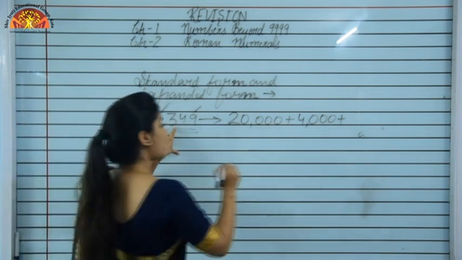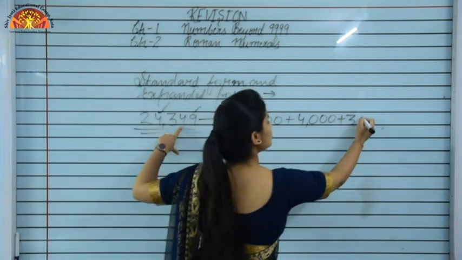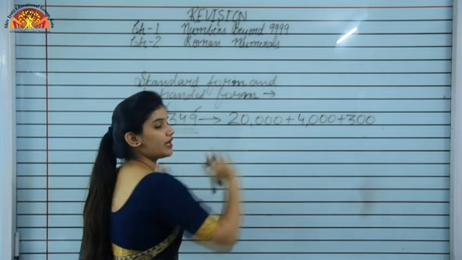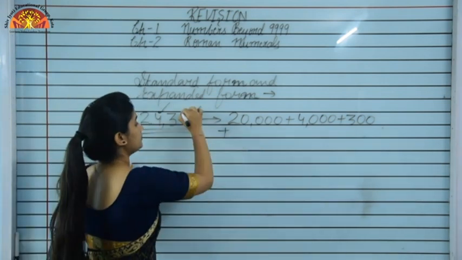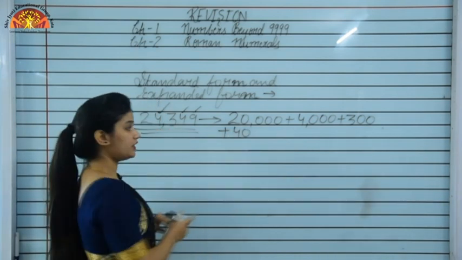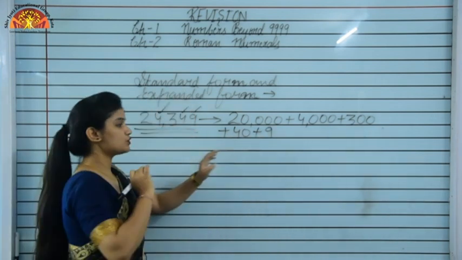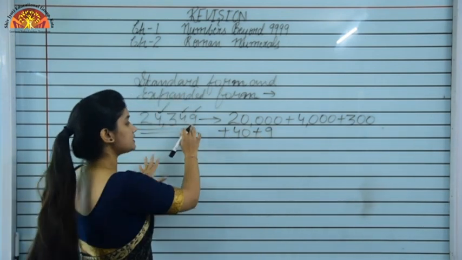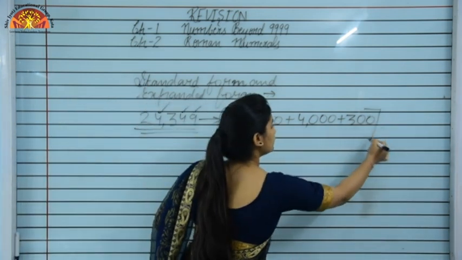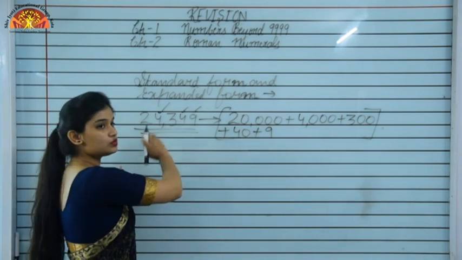Now we'll take 3. After 3 we see 2 digits, 1, 2. So we can put 00 and the place value of 3 is 300. So we have written 300. The place value of 4 is 4 tens, 40 I have written, and the place value of 9 is 9 ones. So I have written 9 only because we cannot see any digit after 9. So in this way you can convert standard form to expanded form and expanded form to standard form.